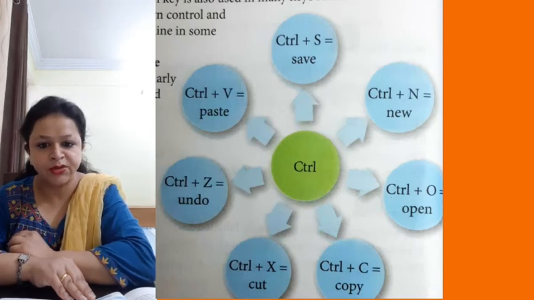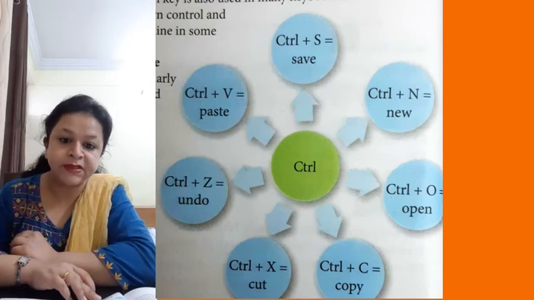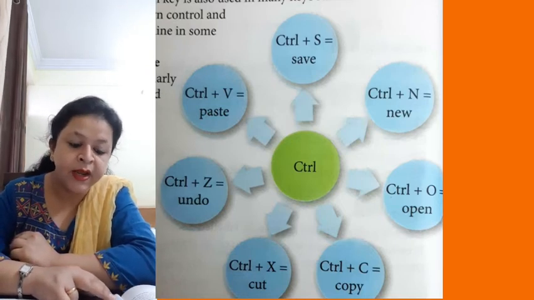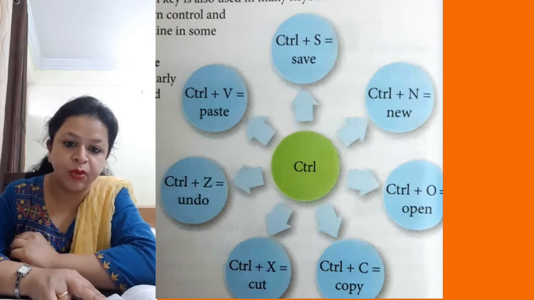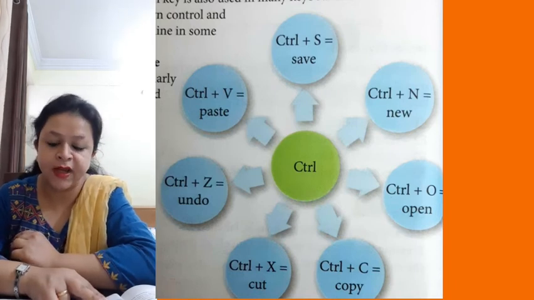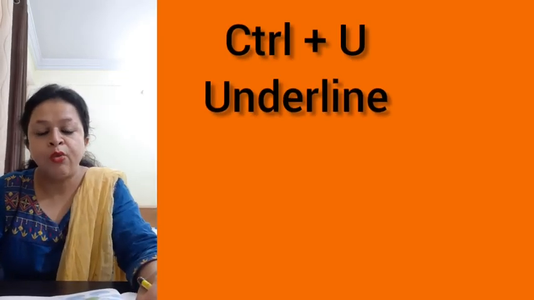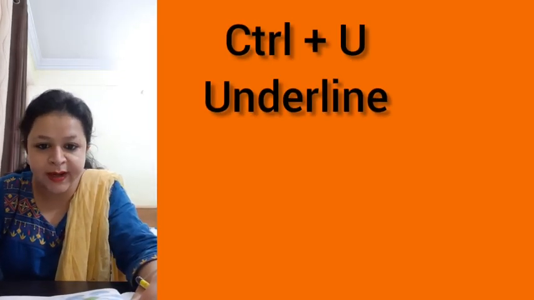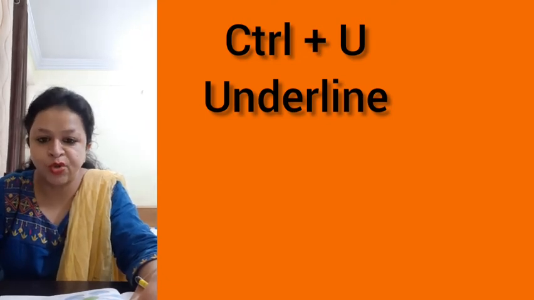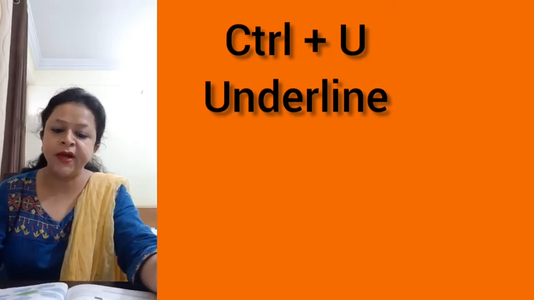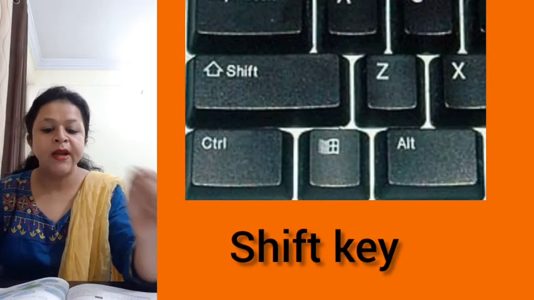You must have heard this. Control plus C is copy, if you want to copy it. Control plus O is open, Control plus N is new, and Control plus S is save. And Control plus U: whatever you have written, if you want to underline it, you can press Control plus U, and whatever you want to underline will get underlined. This is the work of the Control key. It is very important.